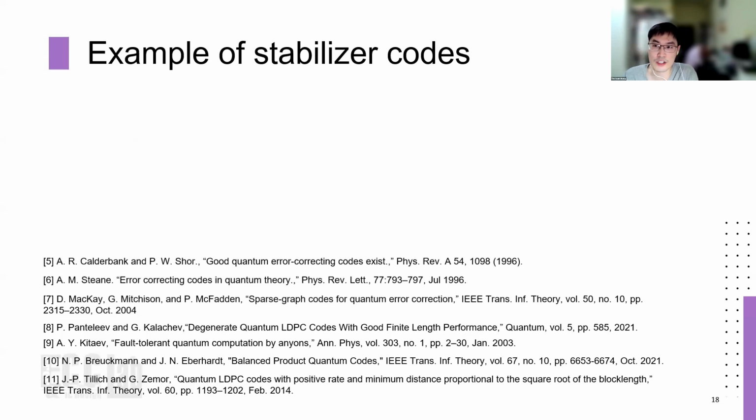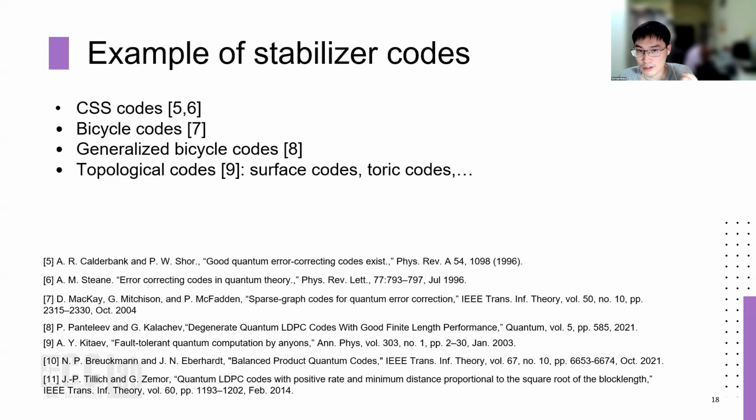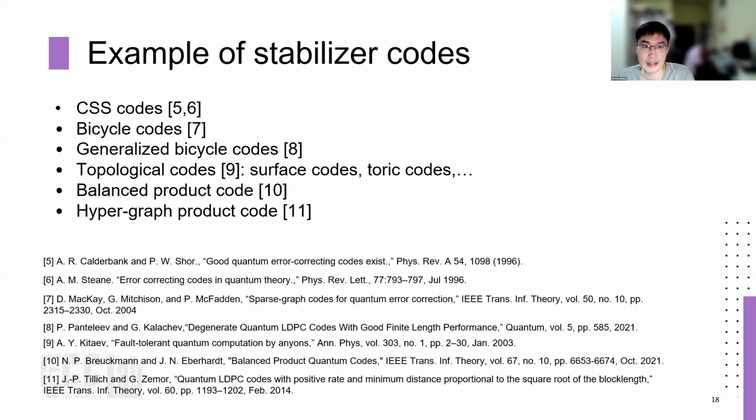In addition, there are many different stabilizer codes, such as CSS code, bicycle code, and generalized bicycle code. There are also some topological codes, for example, the popular surface code or toric code. Recently, the balanced product code was proposed. And last, the hypergraph product code is also very popular. So in this talk, I will briefly introduce the hypergraph product code because our work is focusing on it.